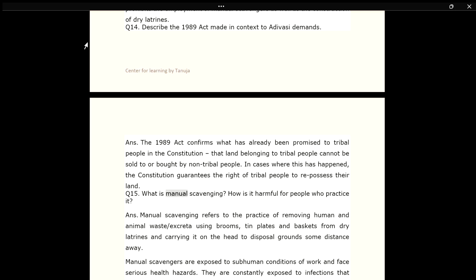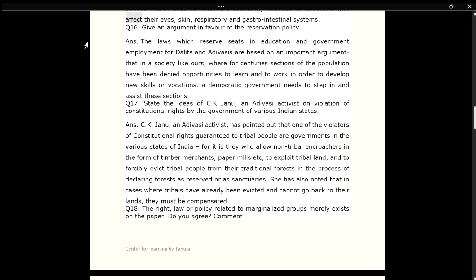Q15. What is manual scavenging? How is it harmful for people who practice it? Ans. Manual scavenging refers to the practice of removing human and animal waste excreta using brooms, tin plates and baskets from dry latrines and carrying it on the head to disposal grounds some distance away. Manual scavengers are exposed to subhuman conditions of work and face serious health hazards. They are constantly exposed to infections that affect their eyes, skin, respiratory and gastrointestinal systems.